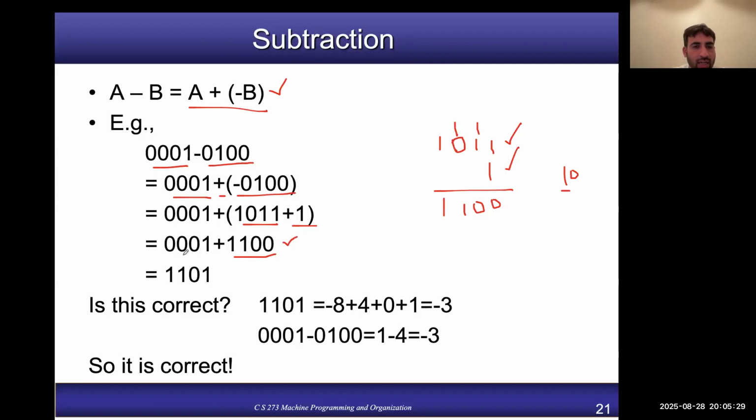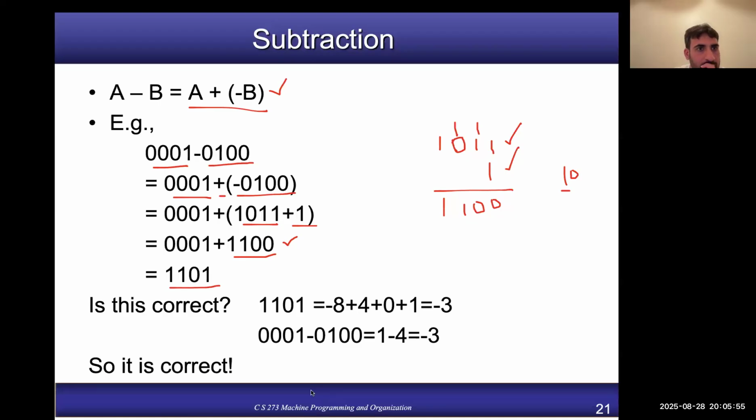Then I add 0 0 1 to 1 1 0. When you do the addition, you will get 1 1 1. That is how you can do the subtraction. Basically, to do the subtraction, you first find the twos complement of the number and then add it to the other number.